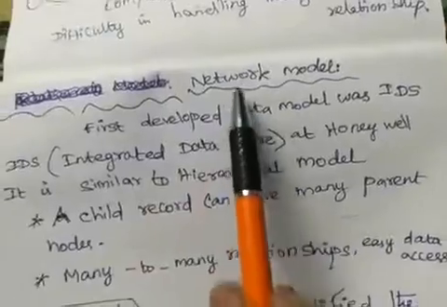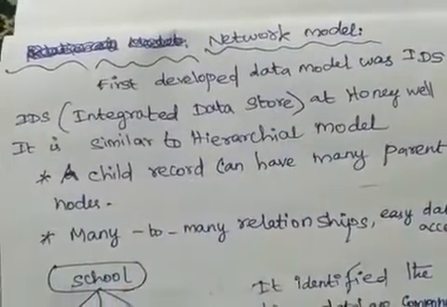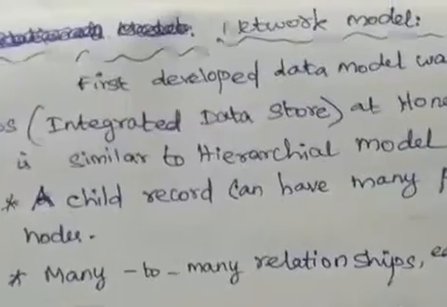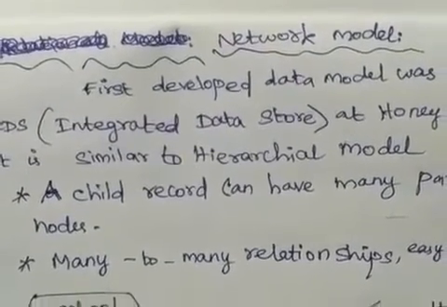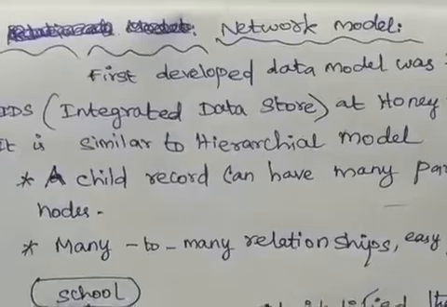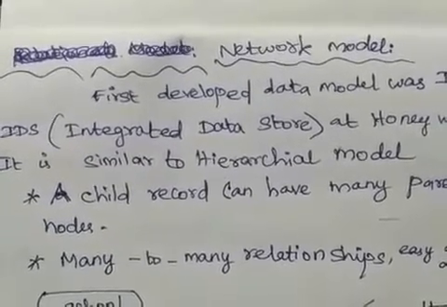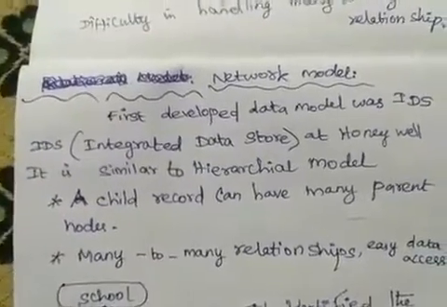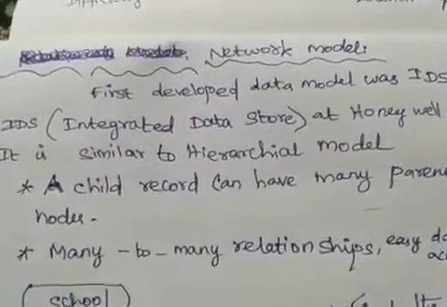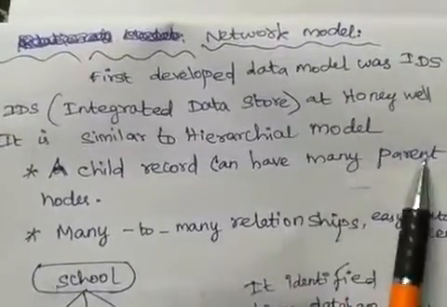So the next topic we are going to see is the network model. So what is the network model? It was developed by Honeywell, represented as IDS, that is Integrated Data Store. It is similar to the hierarchical model, except that there they followed a parent-child relationship, but in the network model a child record can have many parent nodes.